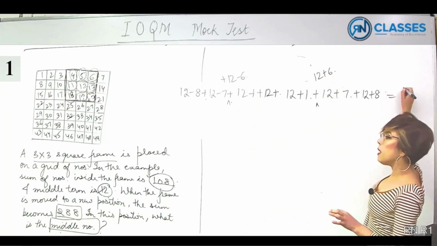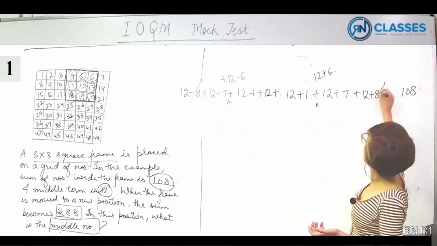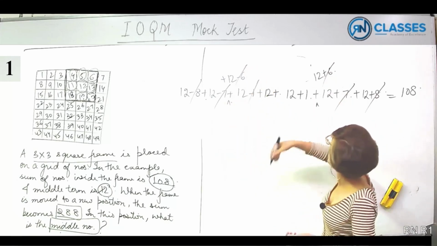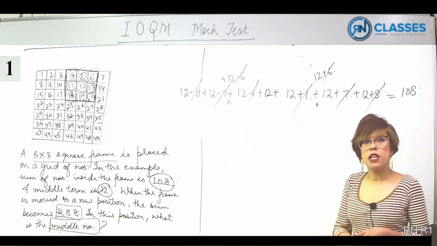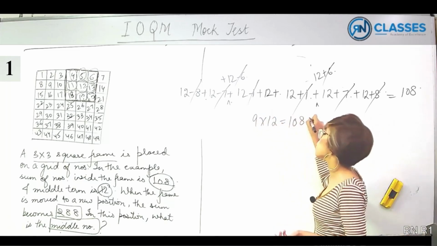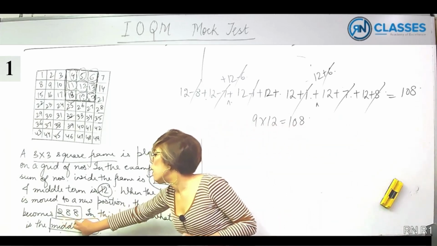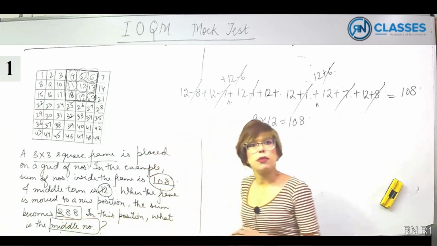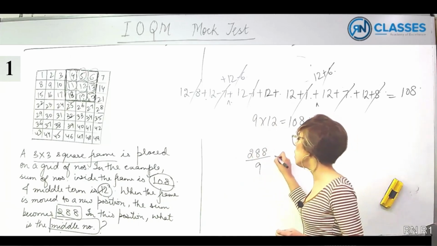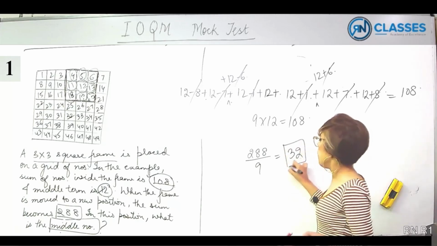This sum is given to be 108, which was very obvious. Why? Because minus 8, 8, minus 7, 7, minus 6, 6, minus 1, 1 cancel, and obviously 12 is there. So you can see 9 into 12, which is 108. So if the sum of the numbers is 288, what should the middle number be? It should be 288 divided by 9, which is 32, which is the answer.